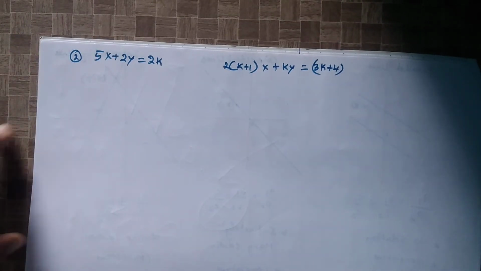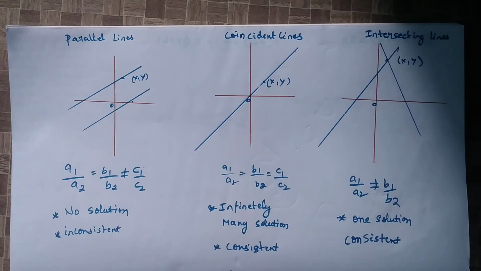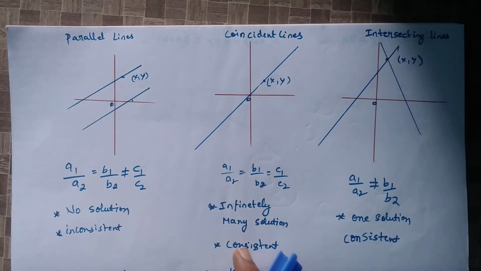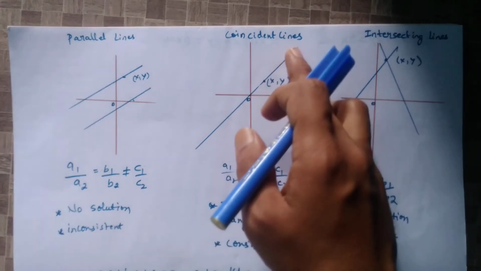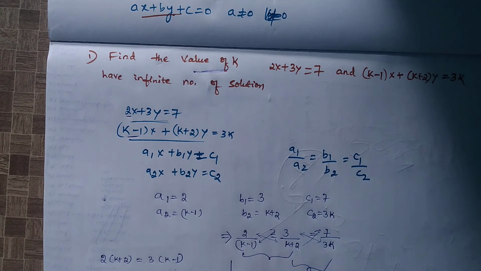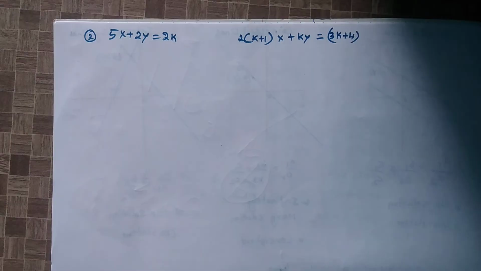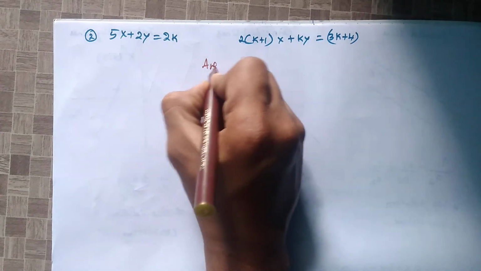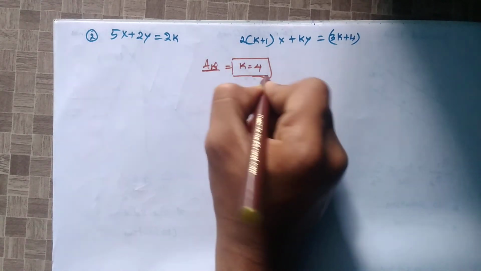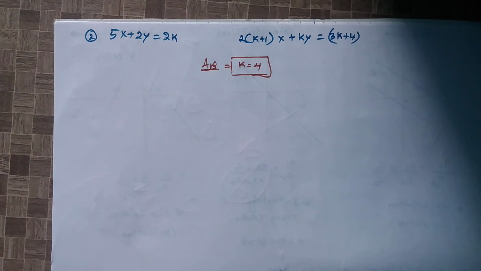Here the graphical representation I have already shown, how coincident lines form infinitely many solutions and are consistent. I have also already shown how to solve these types of problems. You try this problem and write the answer in the comment section. The answer I will give you: k is equal to 4. Solve and write the answer in the comment section.